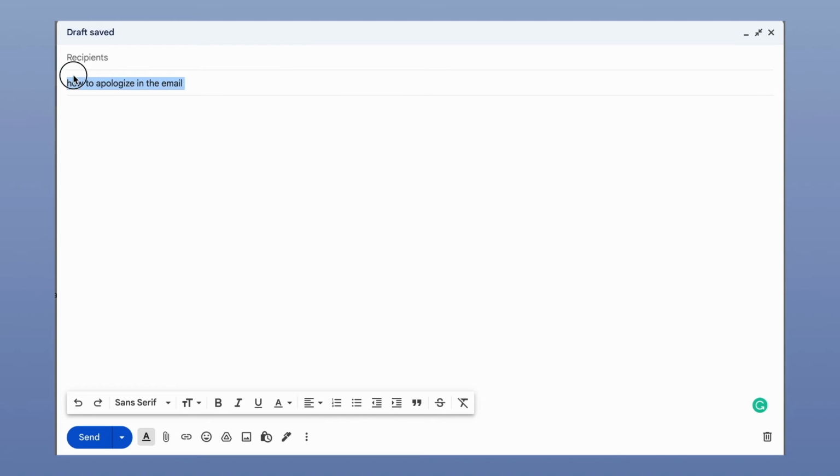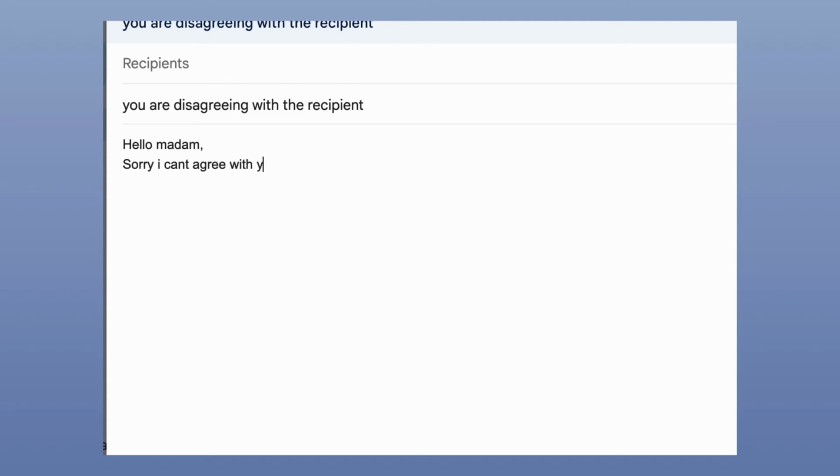Okay, so then another important part of writing any email is, let's say you are disagreeing with the recipient. Okay, now how can you disagree? We can't just write, sorry, I can't agree with you. Right, this is not a proper way. This sounds really aggressive, really kind of rude. So what can we write instead of this sentence if we can't agree with the recipient?